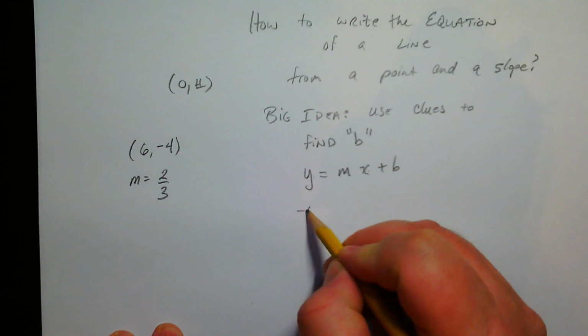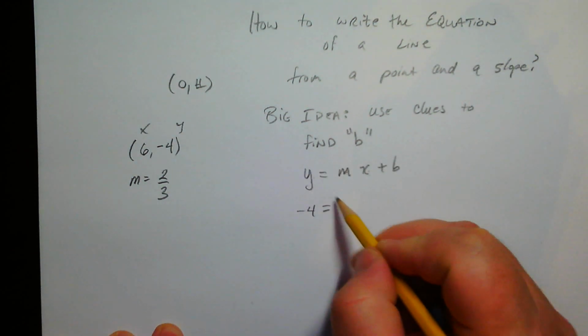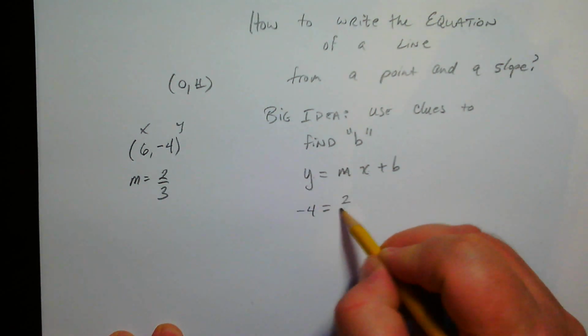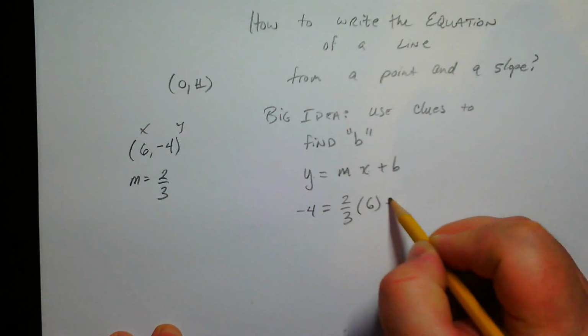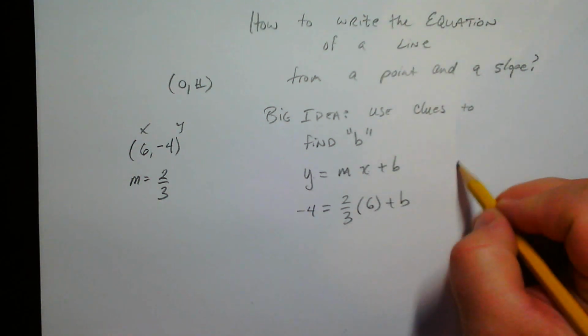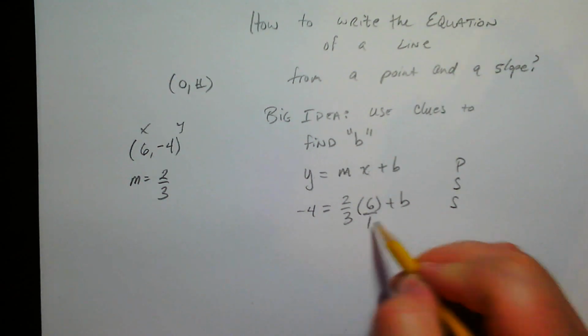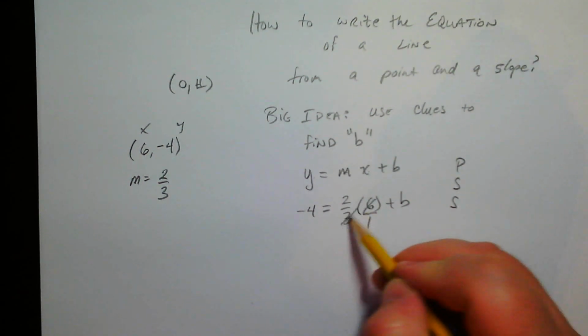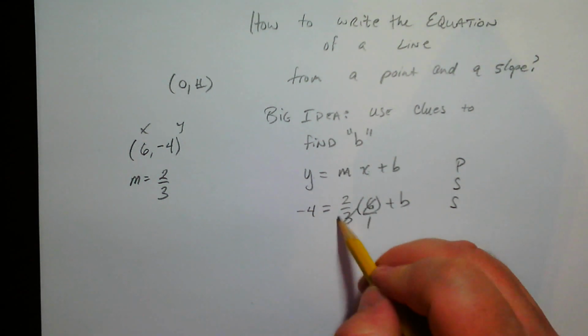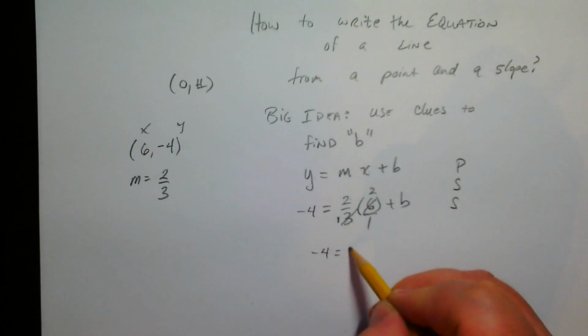So let's do that. Negative 4 is y, right? That's y. That's x. m is 2/3. 2/3 times 6 plus b. Now, after you plug it in, you always want to simplify it. So you plug it in, then you simplify it, then you solve it, okay? So put a 1 under it, right? 6 is divisible by 3. 3 goes into 3 one time. 3 goes into 6 two times. 2 times 2 is 4.